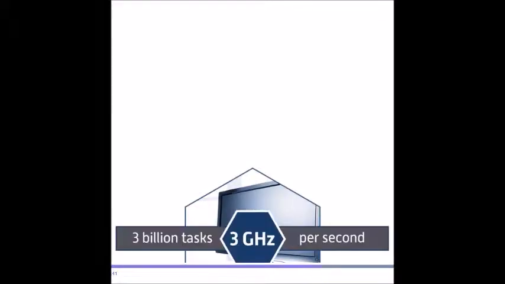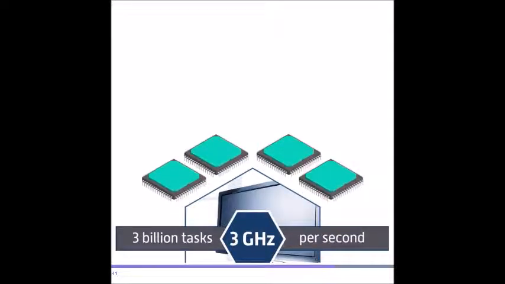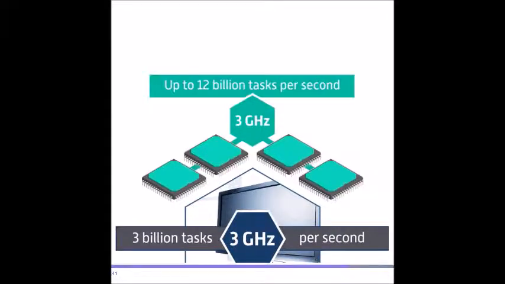A typical desktop computer might have a clock speed of 3 GHz, meaning 3 billion tasks per second. That computer might have multiple cores, with each core processing at the same time. A quad-core 3 GHz processor could handle up to 12 billion tasks per second.